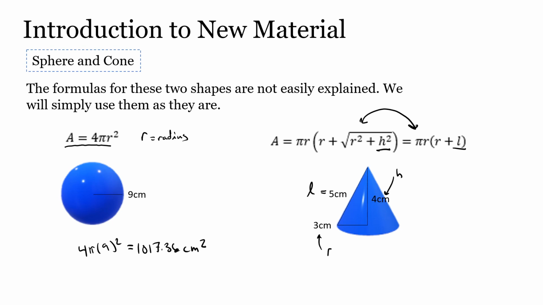We will get the same answer no matter what. So I'm just going to go ahead and use this one. Pi times r, which is 3, times r again plus L, which is 5. All that is going to give me 75.36 centimeters squared. And if I did this again with the other formula, I would get the same exact answer.